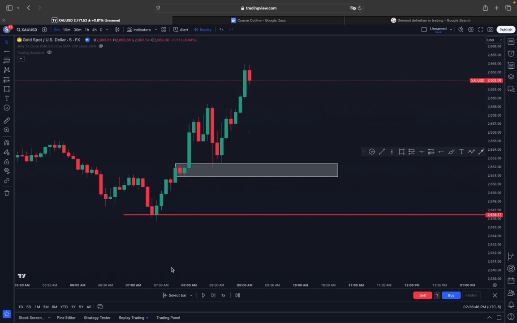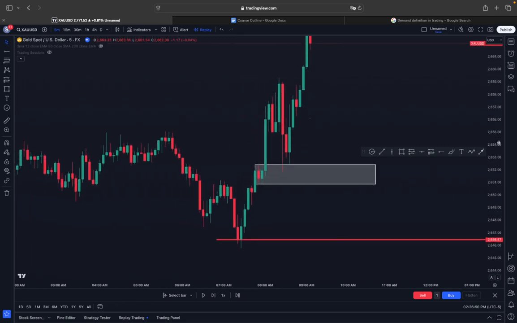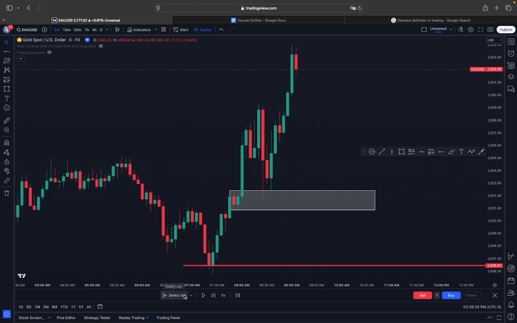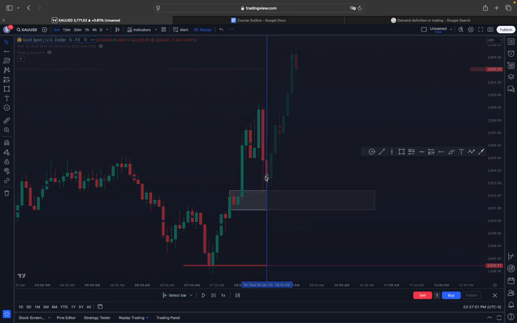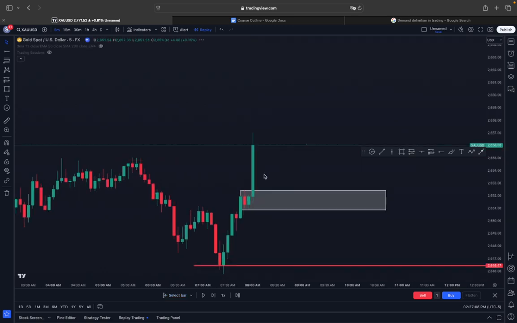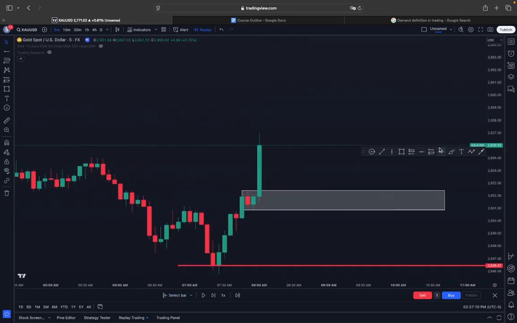We're just anticipating them to happen during our time frame, and we're drawing up areas of the market where this may happen or it may not happen. So let's take it back and let's see how to draw up this demand zone.